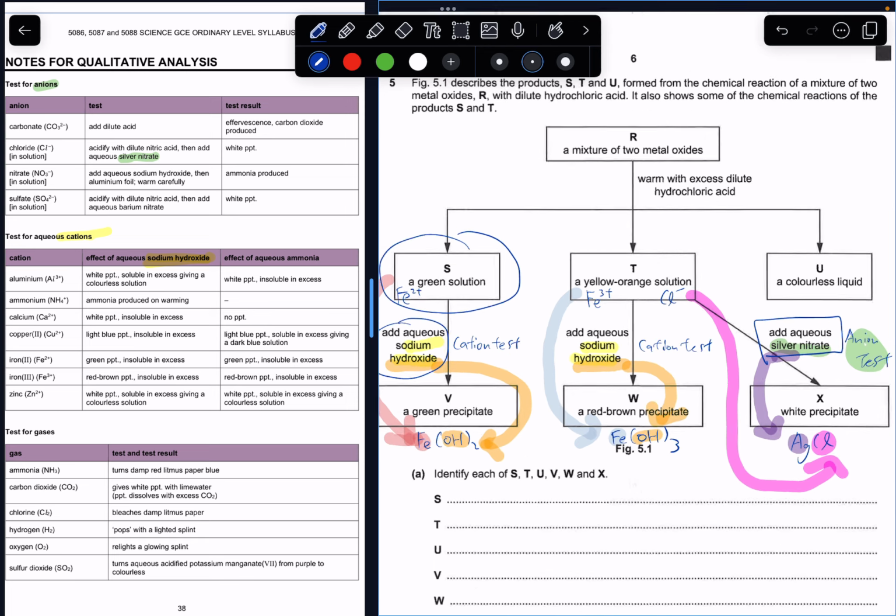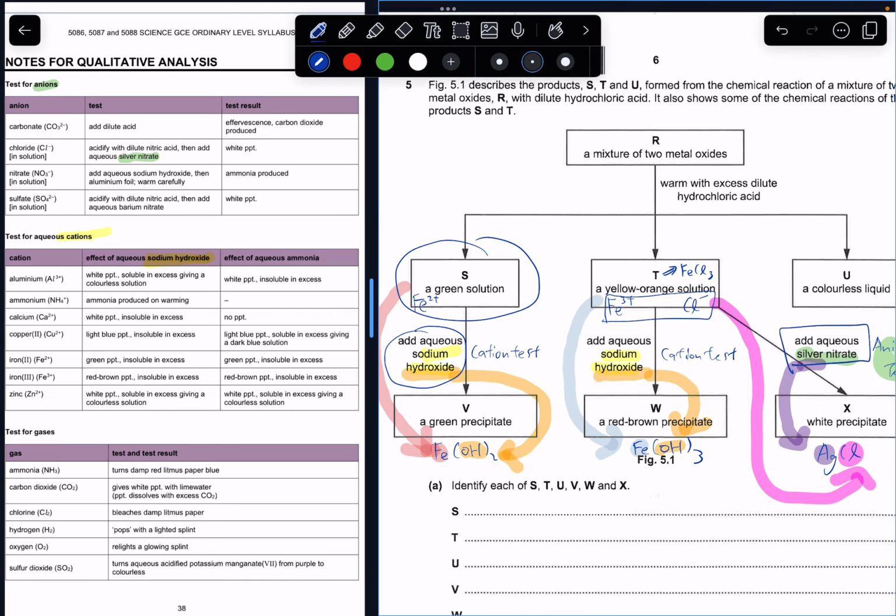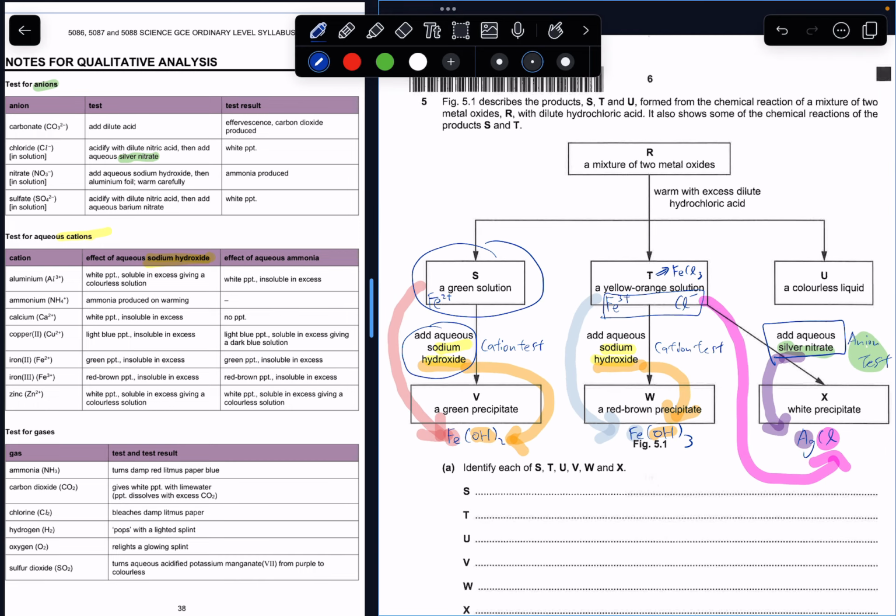So you look now: Fe3+, Cl minus. That means T is FeCl3. So it's kind of like a CSI investigation. Each part gives you a clue, then you piece the clues together, maybe something along that line.